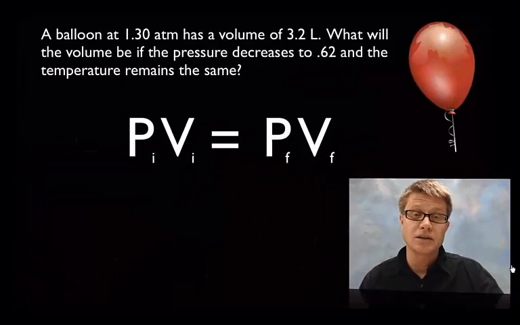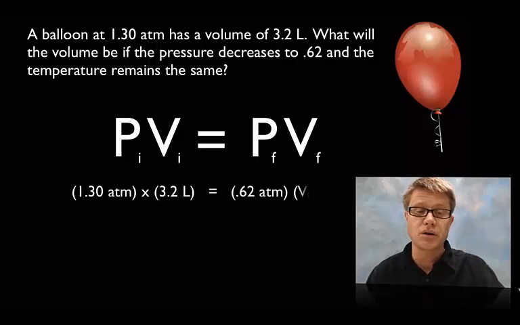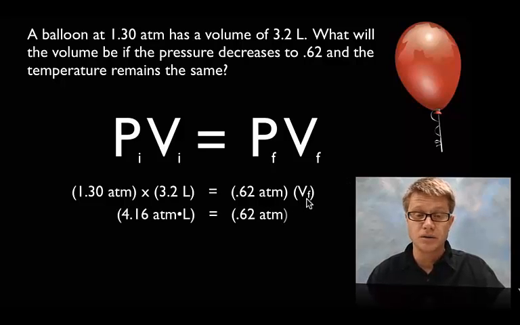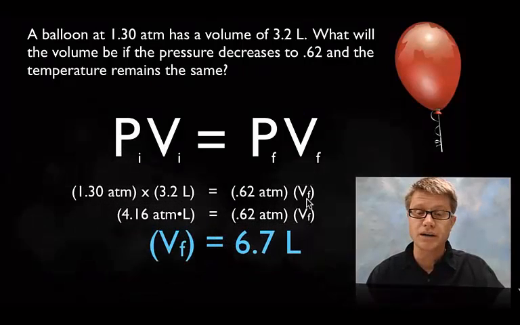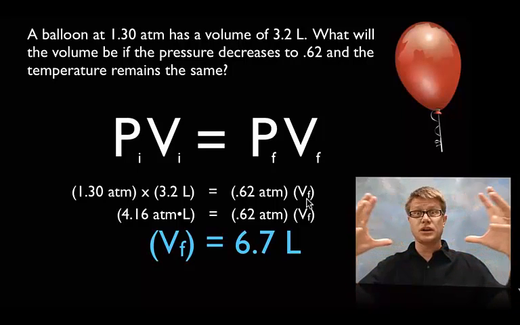And you could actually apply this in a problem. Let's say we had a balloon at 1.3 atmospheres. That's the pressure. It has a volume of 3.2 liters. What will the volume be if the pressure is decreased to 0.62 atmospheres and the temperature remains the same? Well, we just have a before and after. So we have our pressure and volume before, initial, and after. We put in our values and solve for the final volume, making sure our units are correct. What's going to happen to the volume? The volume is going to increase as the pressure decreases as long as we keep the temperature the same. And as you send a weather balloon up, the weather balloon is going to get bigger and bigger and bigger.